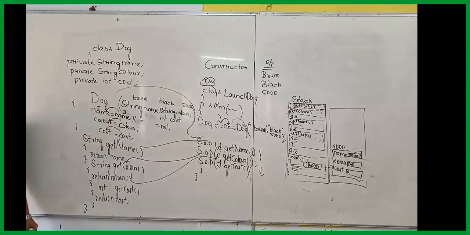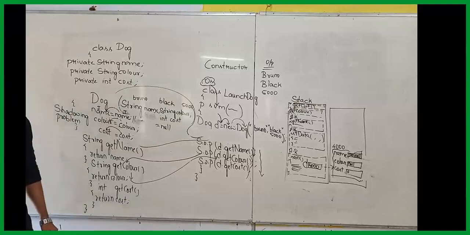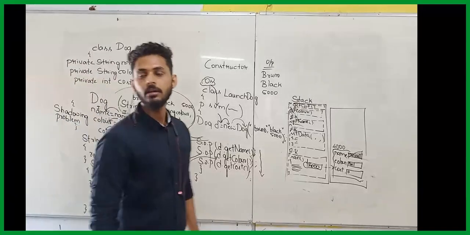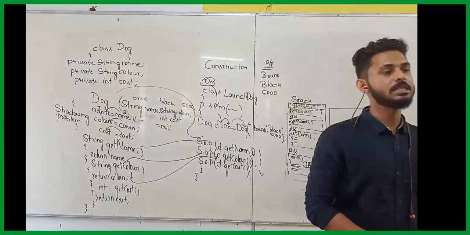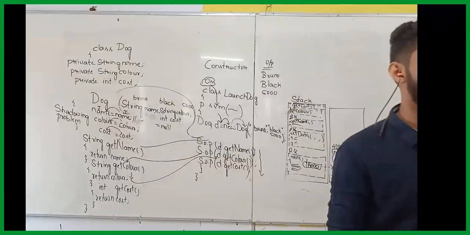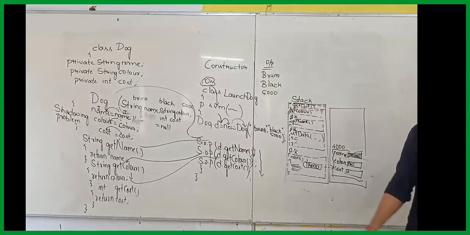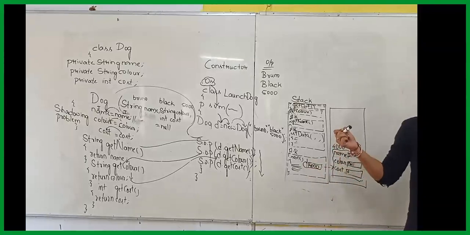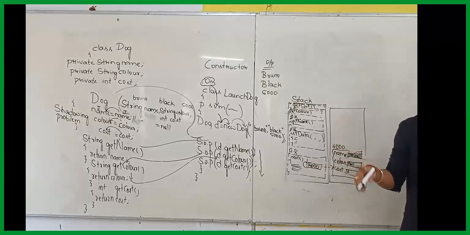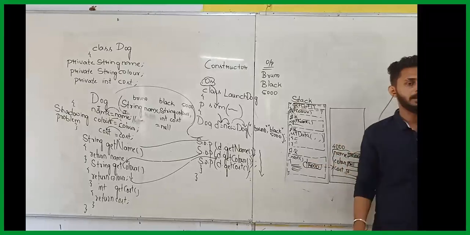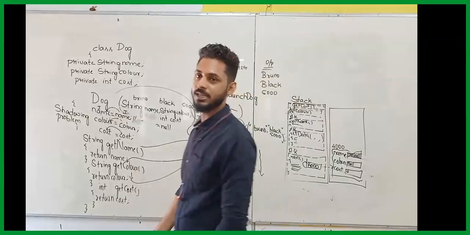And what do we call this process? We call it the shadowing problem. It is a process where the instance variable names and local variable names match. If the shadowing problem occurs, what will be the result? You are supposed to take the value from your local variable and copy it to the instance variable, but it will take the value from the instance variable only and copy it to the instance variable only. Getting my point?